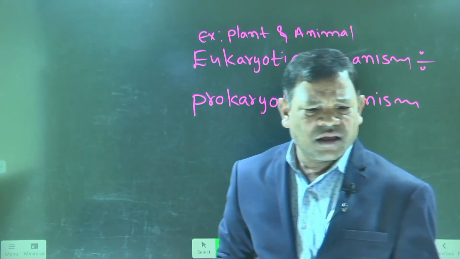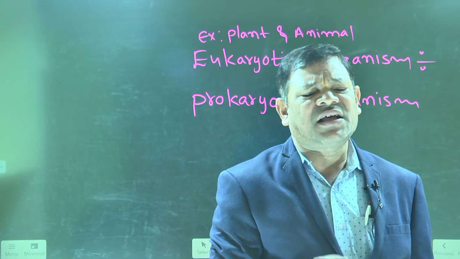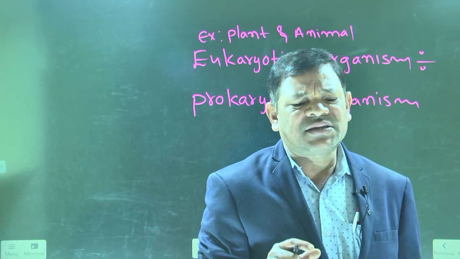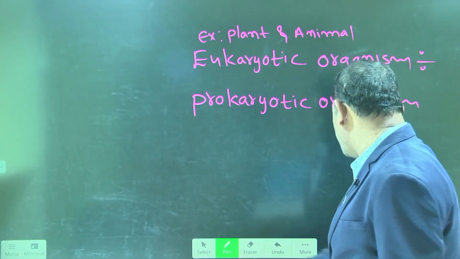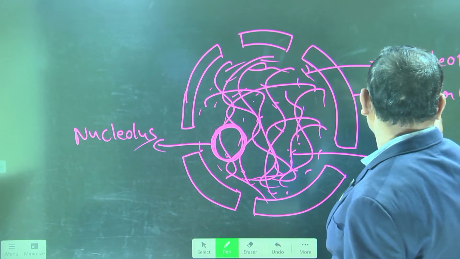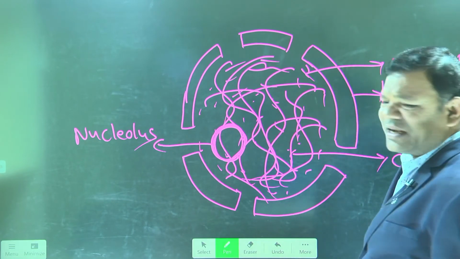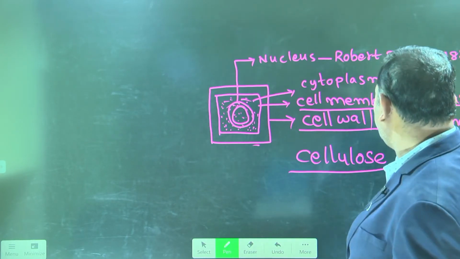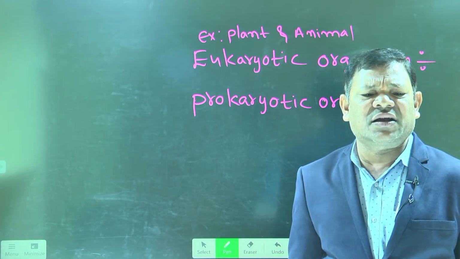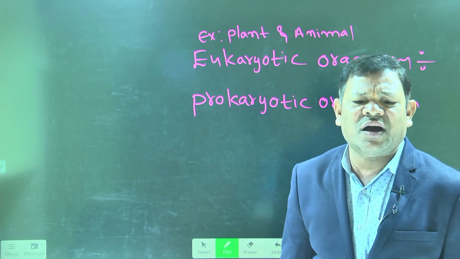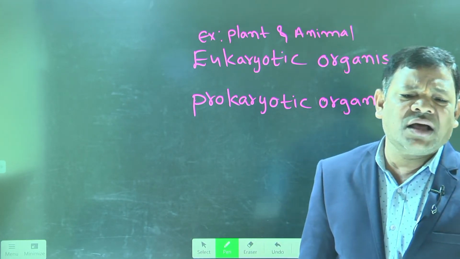Eukaryotic organisms are classified based on the nucleus. Organisms in which the nucleus and nuclear membrane are present are called eukaryotic organisms. What is an example of eukaryotic organisms? All the plants and all the animals.